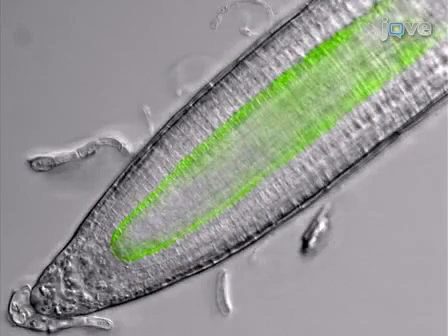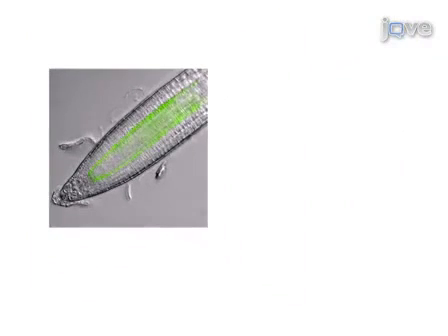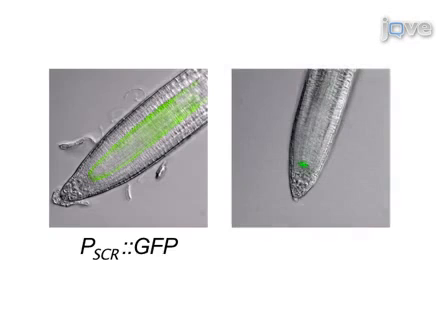To begin this procedure, grow wild-type seedlings as well as seedlings that have cell type-specific expression of GFP. The scarecrow promoter driving GFP marks the root endodermis and the quiescent center in one group of seedlings, and in another group, the root quiescent center is marked by the WOX5 promoter driving GFP.